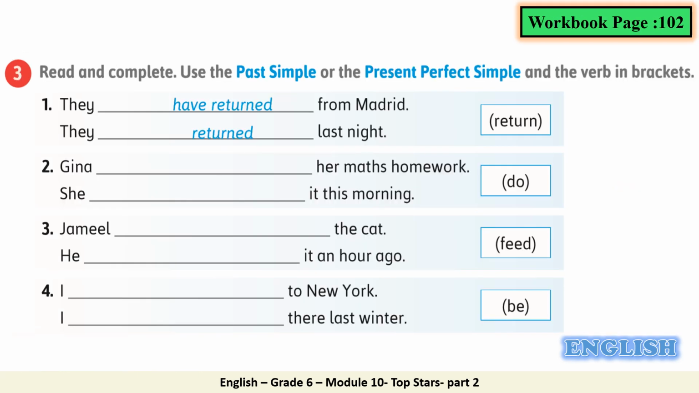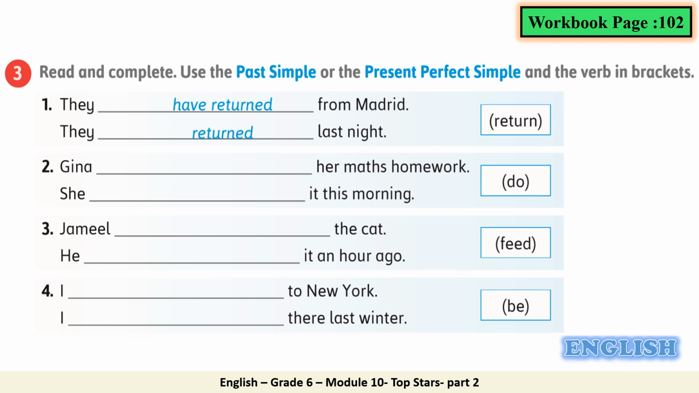Now, let's move to exercise number 3. Read and complete. Use the past simple or present perfect simple and the verbs in brackets. Now, number 1. Here, number 1 is already done. So let's read it and discuss it. They have returned from Madrid. They returned last night. Note the sentence number 1.